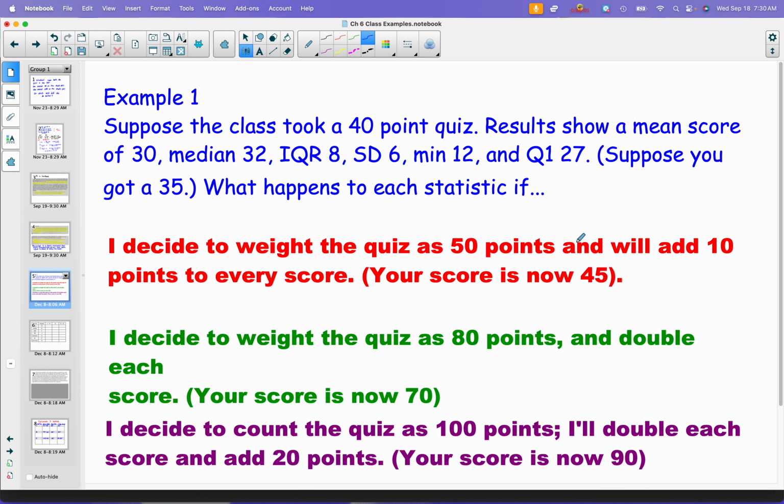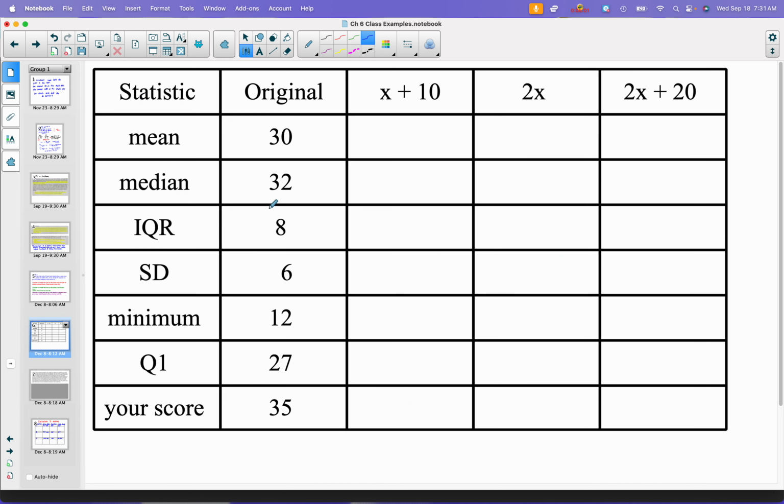So we're going to do an example. Suppose the class took a 40-point quiz, and the results show a mean score of 30, a median of 32, an IQR of 8, a standard deviation of 6, a minimum of 12, and Q1 is 27. And we're going to suppose you got a 35. So I have the data in this chart. So I listed all the original. So this is a quiz. This is the class mean, the class median.